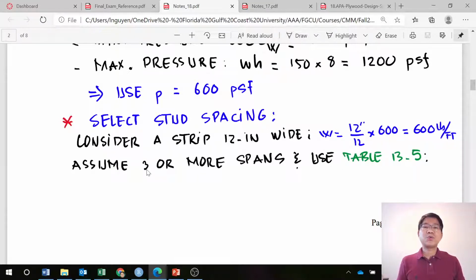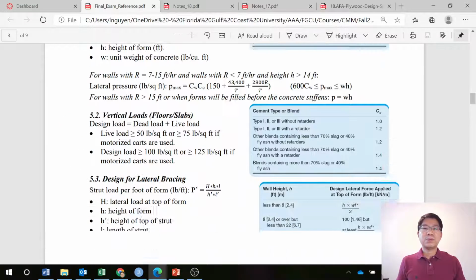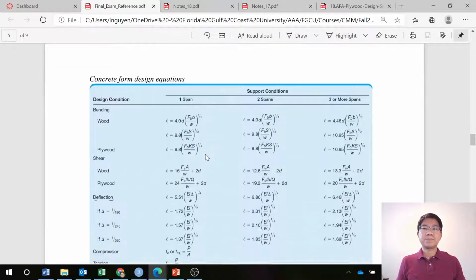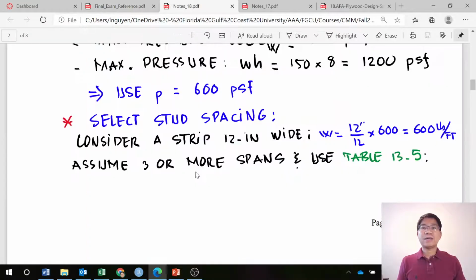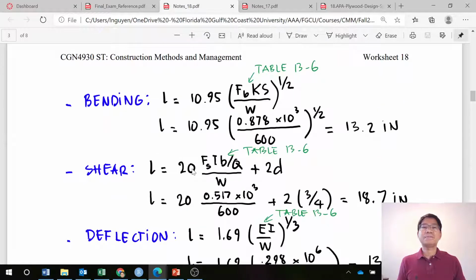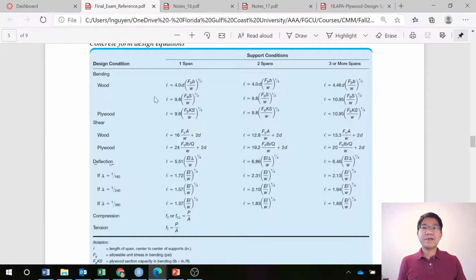And here we assume 3 or more spans, just like previous lessons, so that it can be a continuous support throughout for the sheathing. And we can use table 13.5 here with the bending, shear, and deflection, so that we can determine the spacings for the stud, and that we can have that here, bending. And yes, bending, go back to the reference for bending.